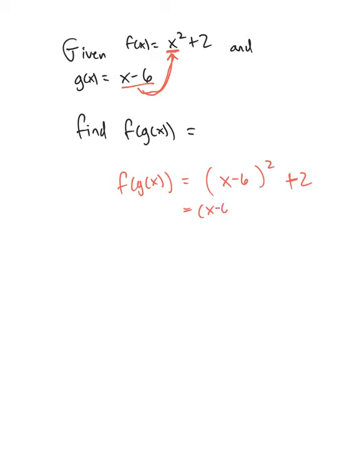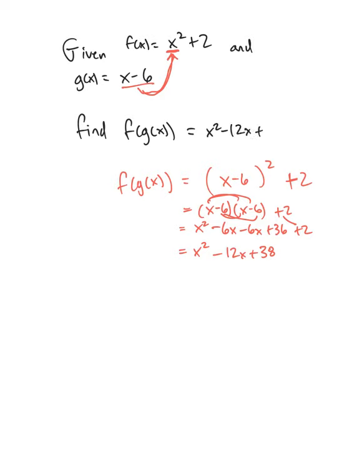So, guys, of course, with a quadratic, if you're going to square a binomial, you've got to FOIL. x squared minus 6x, writing it a little sloppy there, minus 6x plus 36. Got to bring down the plus 2. Simplify. x squared minus 12x plus 38. That is our f of g of x. That is our solution here.